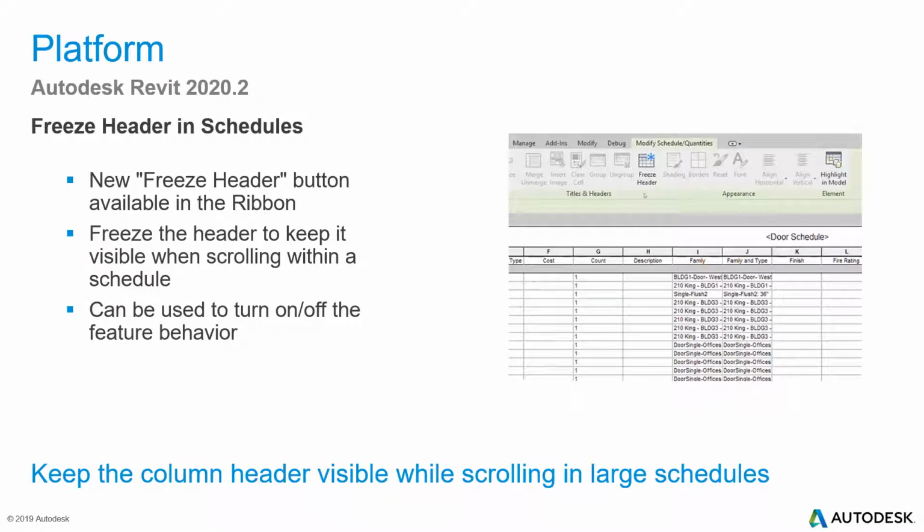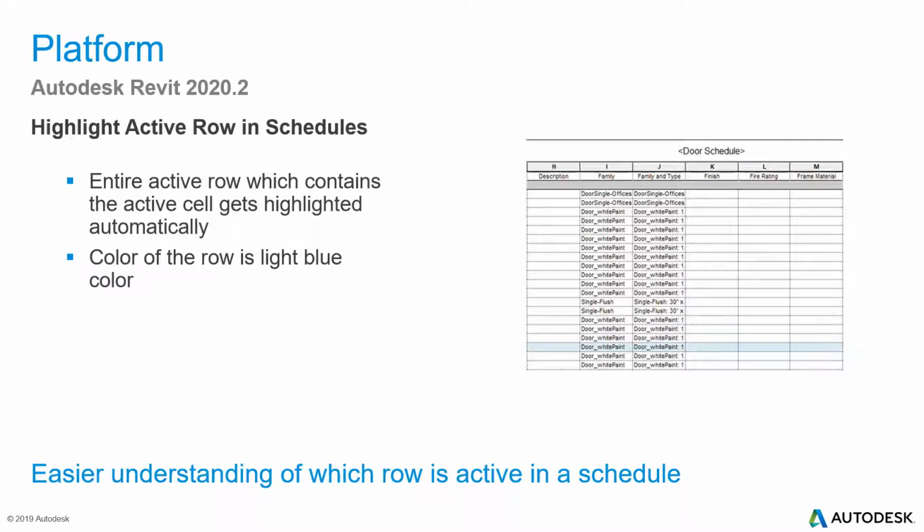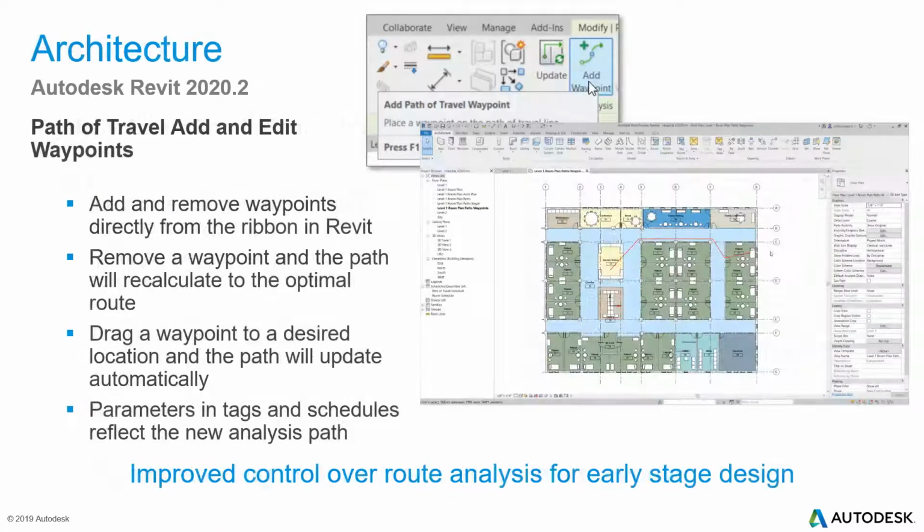When you have a large schedule with lots of rows, you may want to keep the header information always visible on top of your schedule. The freeze header button available in the ribbon freezes the main header and column headers in place so they are always visible while you scroll through a large schedule. When you select a row in a schedule, the entire row is automatically highlighted in a light blue colour. This makes clear which row is active and helps you keep from getting lost in large schedules.